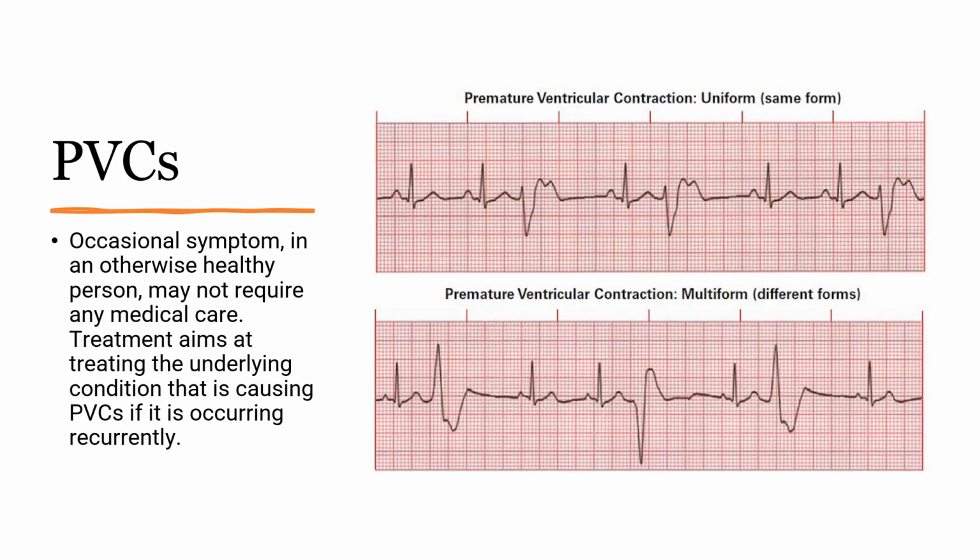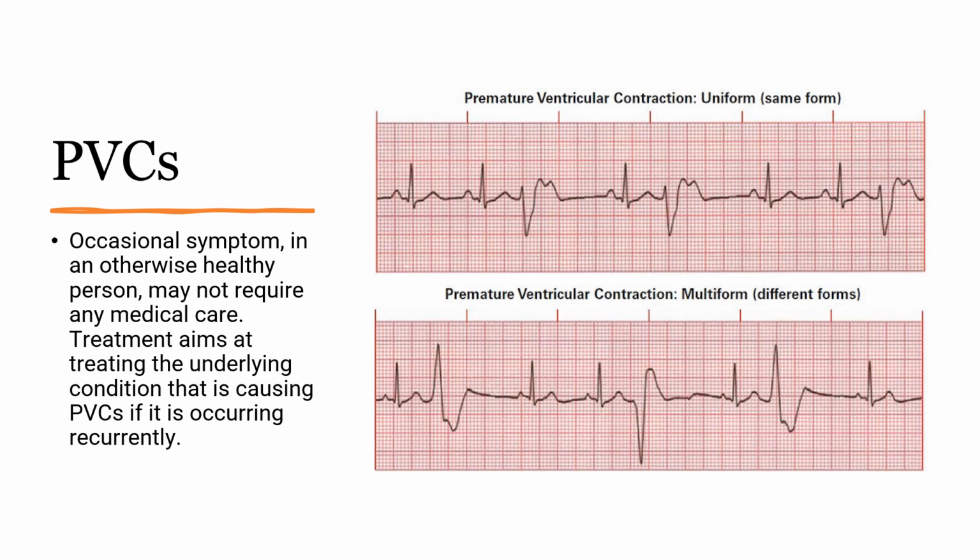PVCs can occur in someone who's usually otherwise healthy, so they don't necessarily say that a person needs medical treatment. Again, if we're looking at a rhythm strip, we can see that something abnormal is going on. We have to assess our patient. So treatment truly is going to aim at determining what is the underlying cause of this, and is that causing these PVCs to occur more frequently or reoccurring regularly.